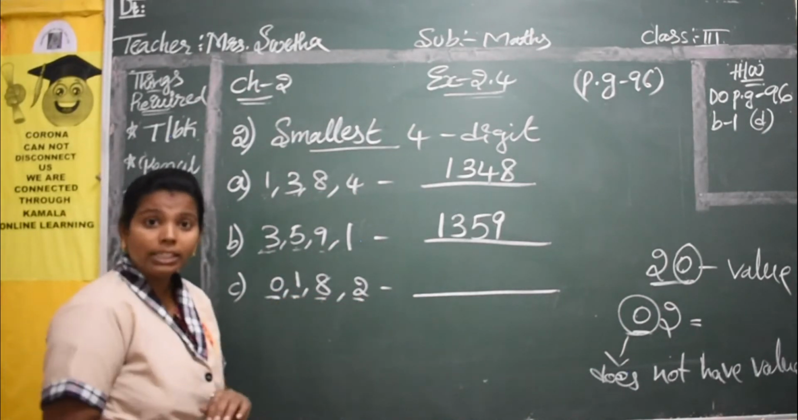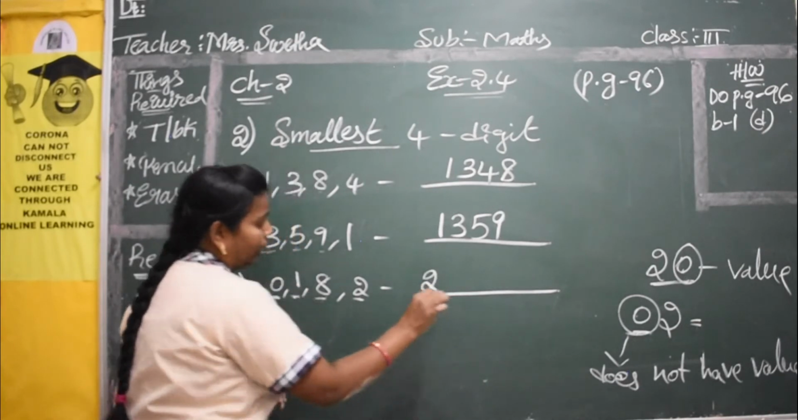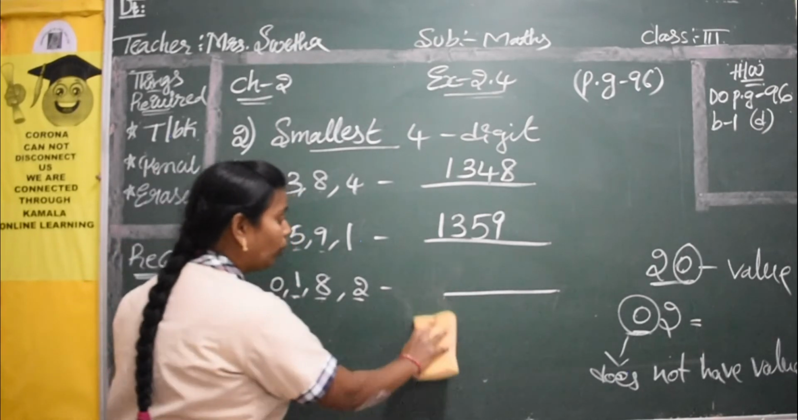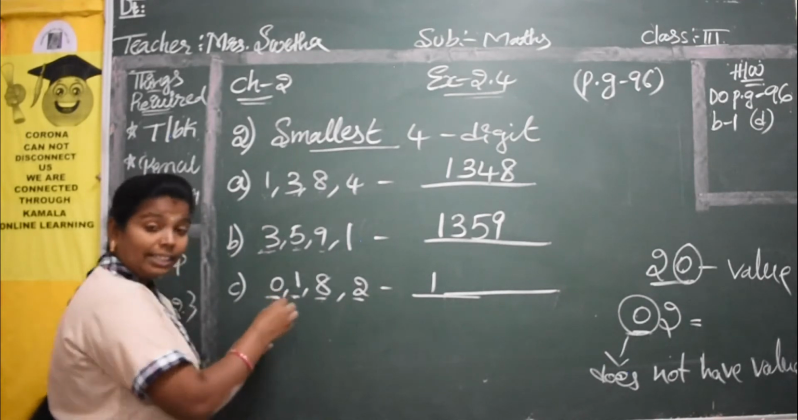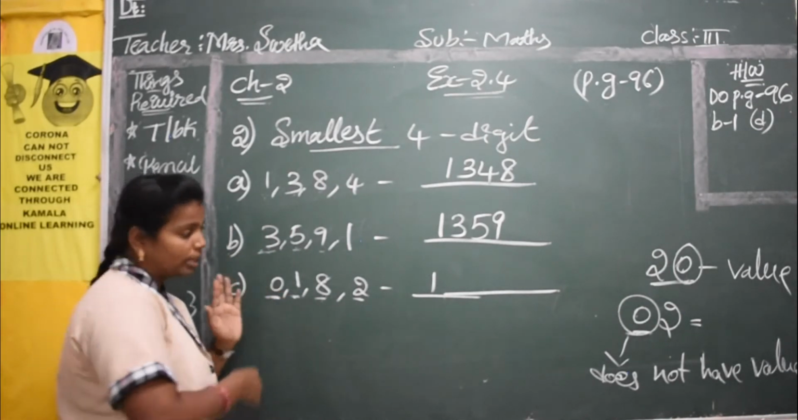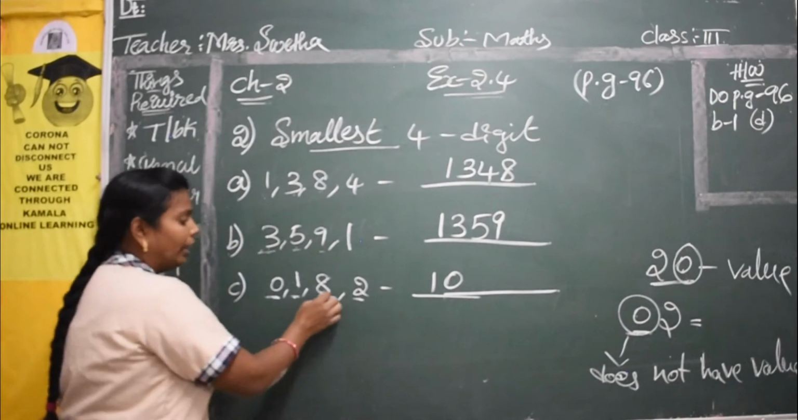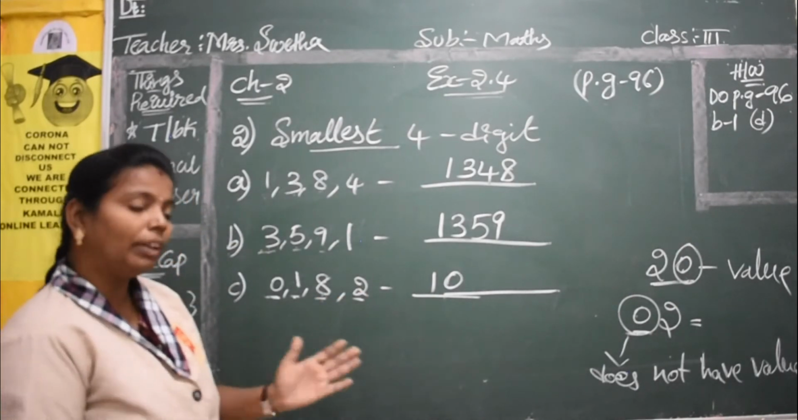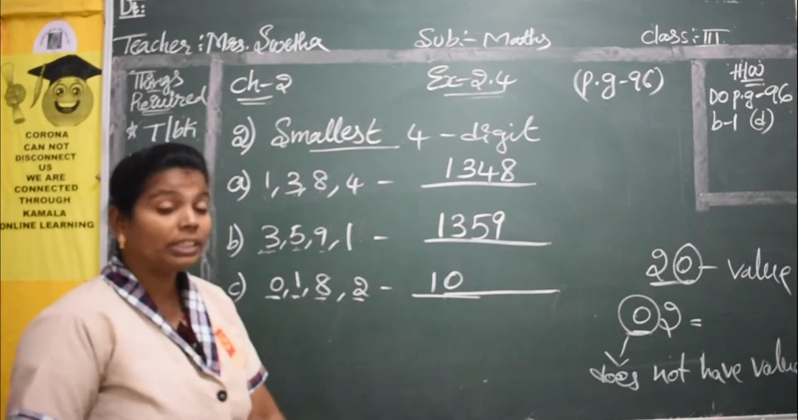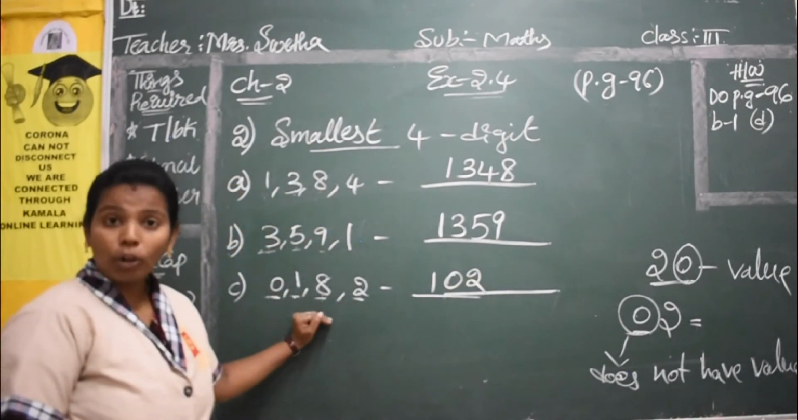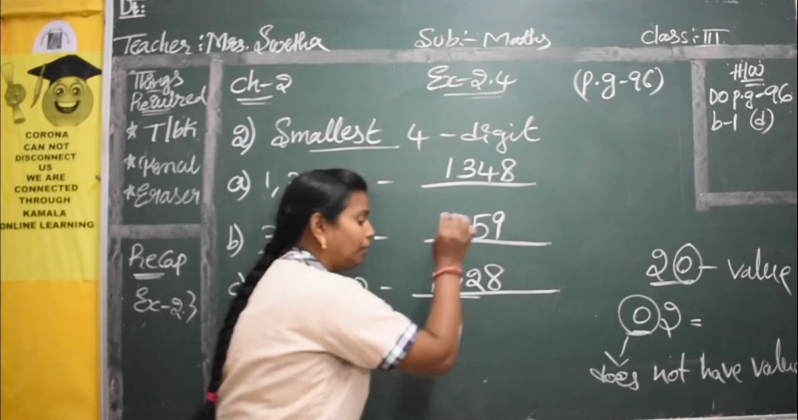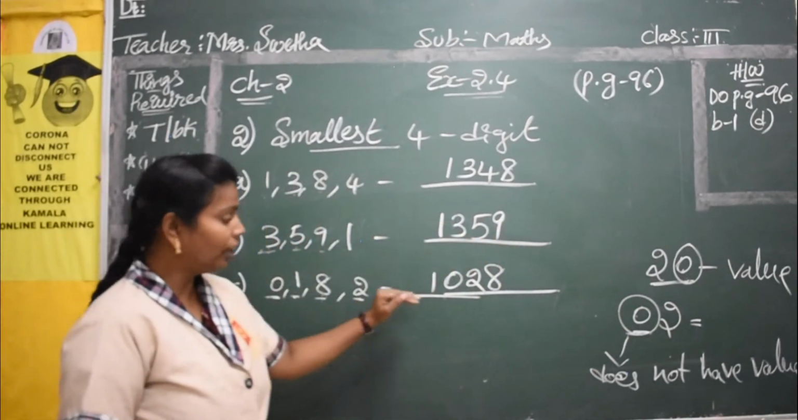1, 8, 2, which is the smallest number? 1. So take number 1. Then, as I said, just now 0 is left, so 0 we will take in second place. Then 8 and 2, from these we will take the smallest number. From this 8 and 2, which is the smallest one? Yes, 2 is the smallest one. Then what is left? Here 8 is left, so we have completed with our 8.